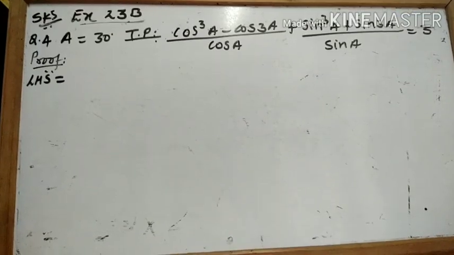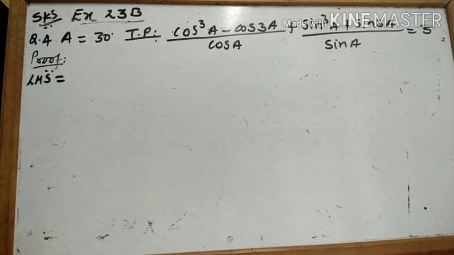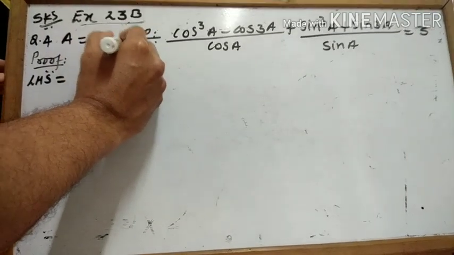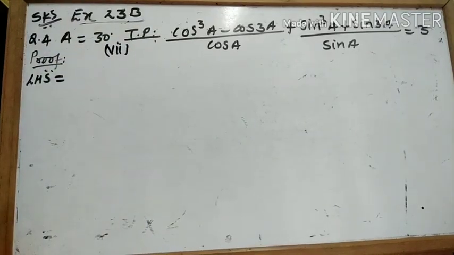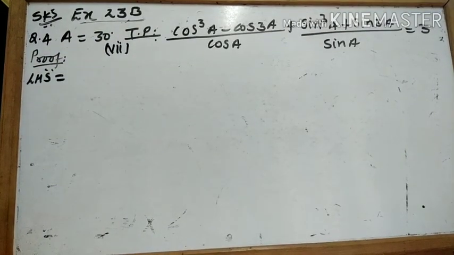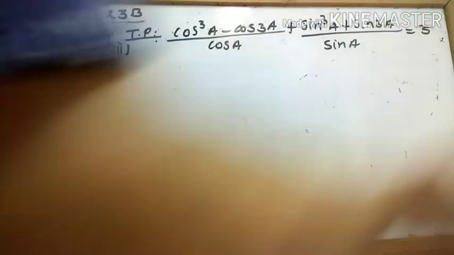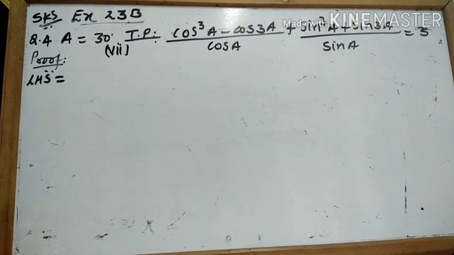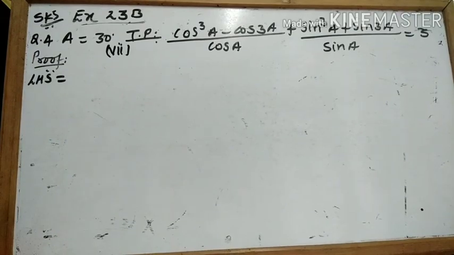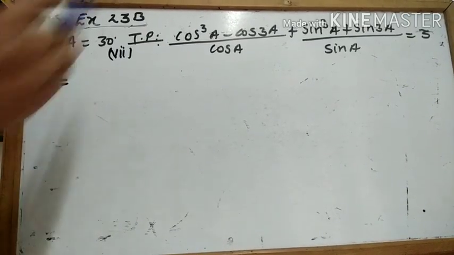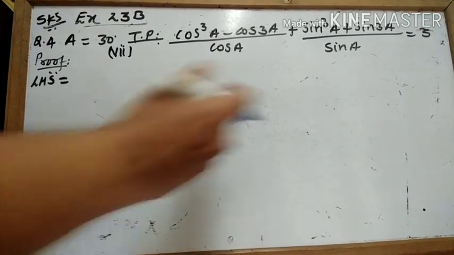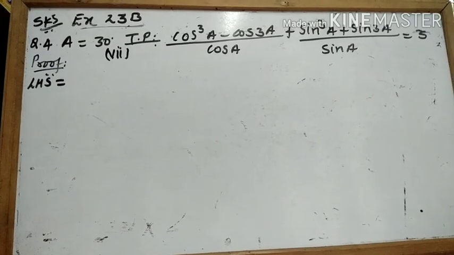Question 4, sub-question 7. I have not mentioned the sub-question number. Sub-question number 7, exercise 23B. So big LHS and we are supposed to prove it equal to 3. Dear friends, there are 2 fractions in the LHS. I will simply solve the first one. Once the calculation of the first one is over, then only I will open up the second one.